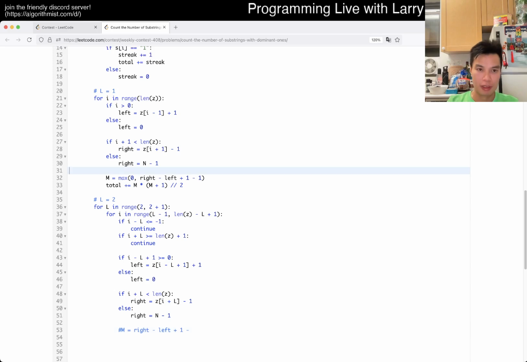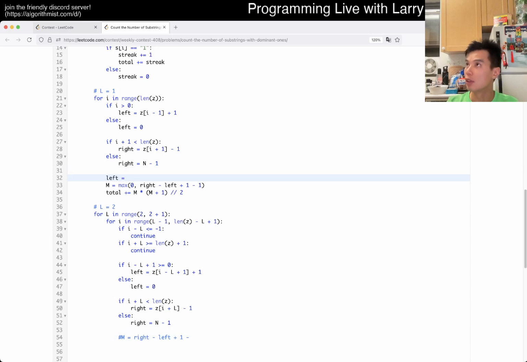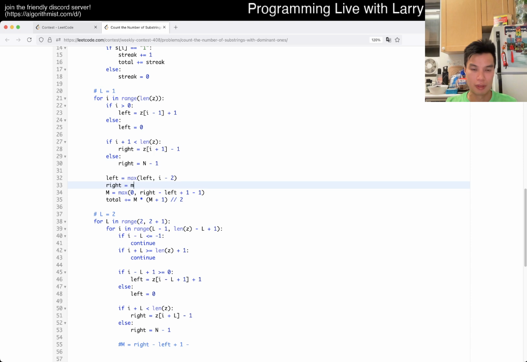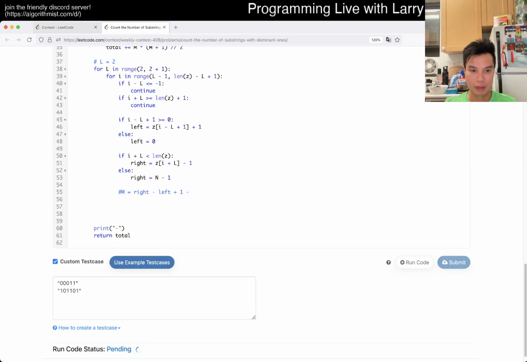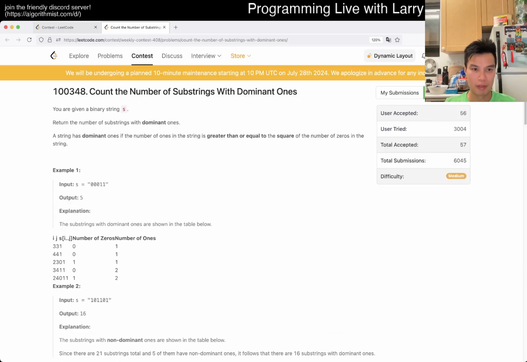Okay, fine. So left is equal to max of left and I minus two. Okay. Still wrong, unfortunately.